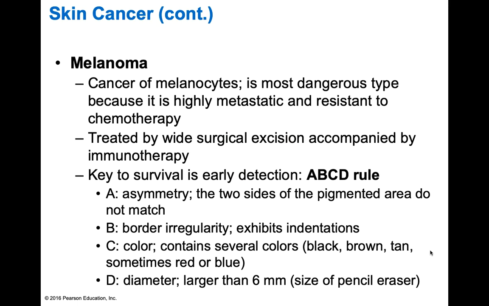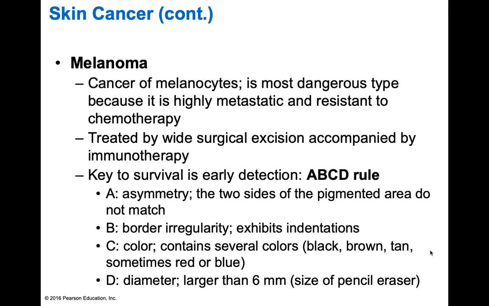Lastly, we have melanoma, which is the most serious. This is a cancer of the melanocytes. It's the most dangerous type because it is highly metastatic and resistant to chemotherapy. It's treated by a wide surgical excision accompanied by immunotherapy. And then, of course, the key to survival is early detection. There's something called the ABCD rule, and you know your alphabet, so that's pretty easy.